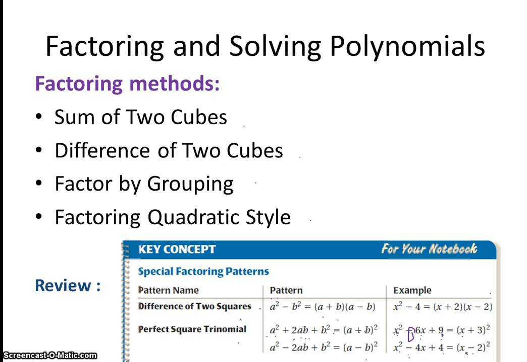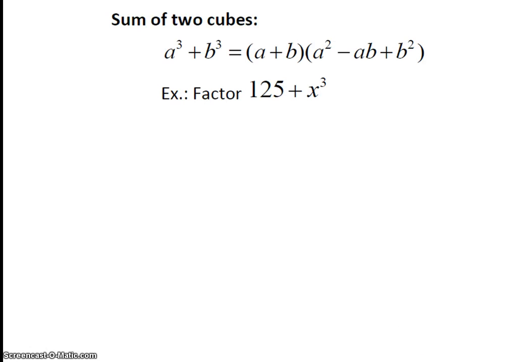Okay, so now that we've had the review of the quadratic style factoring patterns, we can move on to the new patterns. For the first one, we have the sum of two cubes. If you have a perfect cube plus a perfect cube, it factors as a plus b, so you take the cube root of each of those, and then you square the first number, and you square the last number, and if it's plus here, it's minus here, and you do the product of a and b.